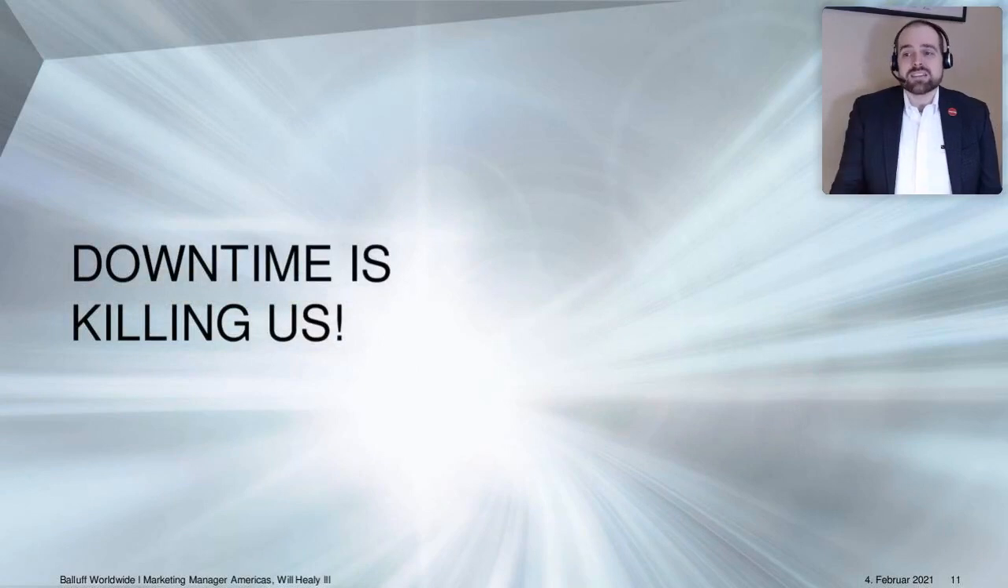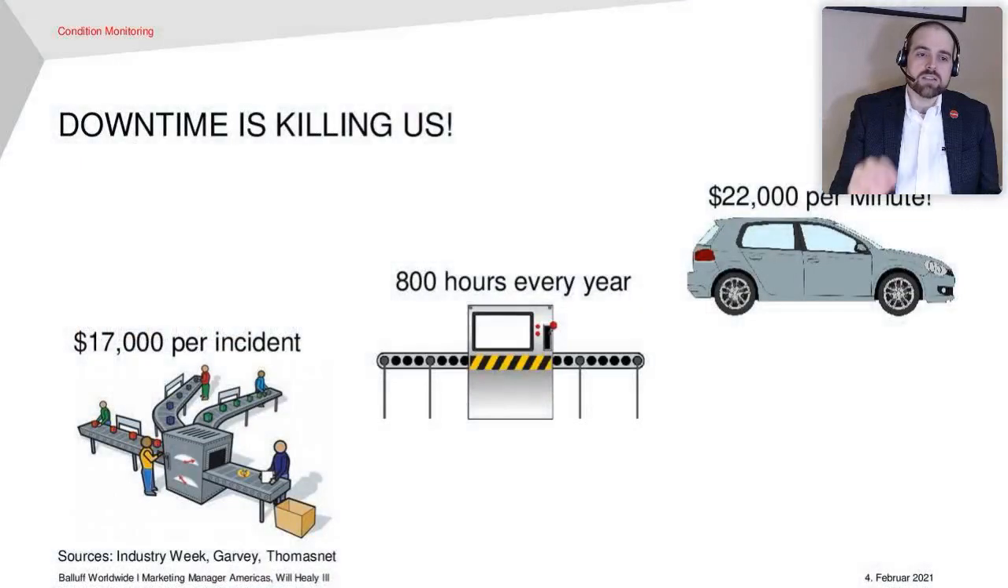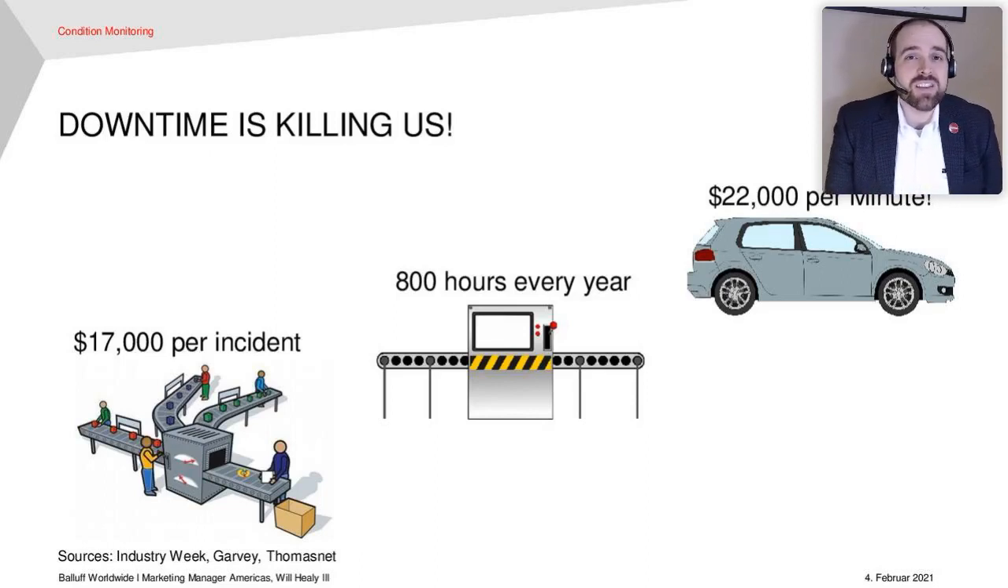Downtime is killing us. That's really what we're going to be here to talk about today. From Industry Week, downtime incidents are costing us about $17,000 per incident in general in a production plant, as a survey from Industry Week. In Garvey's survey, they found that there were about 800 hours of downtime every year in a production facility. And this one in the automotive industry is just shocking, $22,000 per minute. But I'm actually not surprised about that.